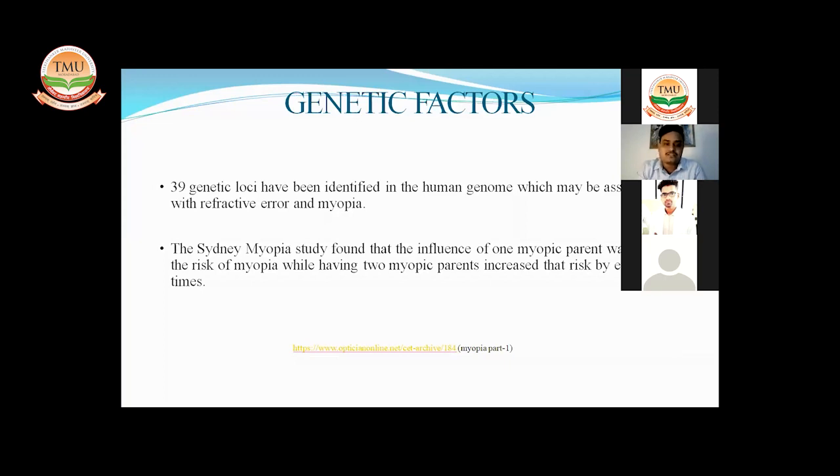So with this genetic influence, you can understand that the study shows that if one of the parents is affected by myopia, then the risk is double. Or if both parents are affected, the risk is devastatingly high in nature. So this is about the genetic influence on myopia.